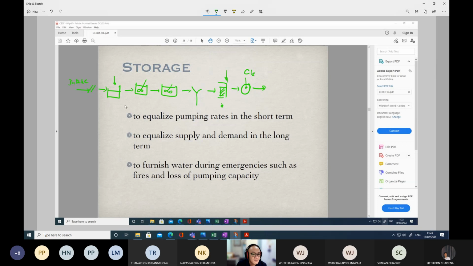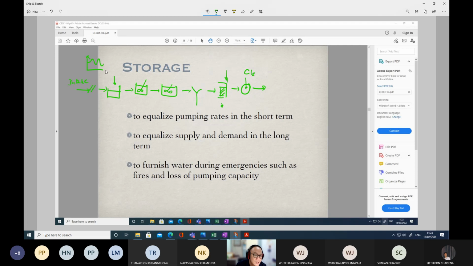So what is the function of the storage in this case? Sometimes the water resources entering the plants may not be very reliable. During the wet seasons, the flow is high. During the dry seasons, the flow is low. So it's never constant. So the flow entering the plants is always like this.